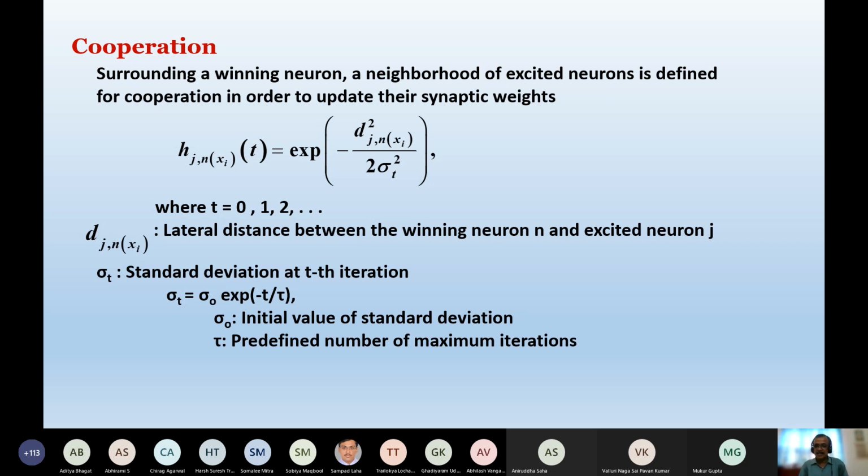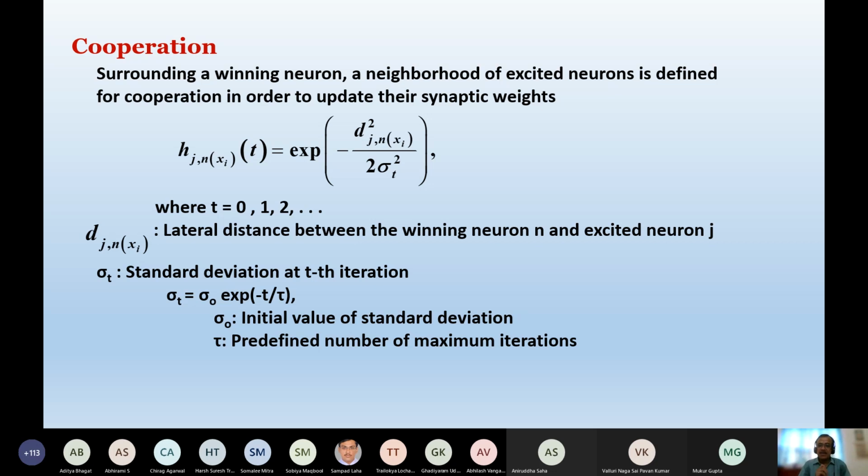I'm telling all the facts. Those who are really working hard will try to come closer to the professor, and the reverse is the situation if you are not working. You always try to avoid the professor, because the lateral distance between your professor and you is more when you are not working. That is what is meant by d_jn,xi.